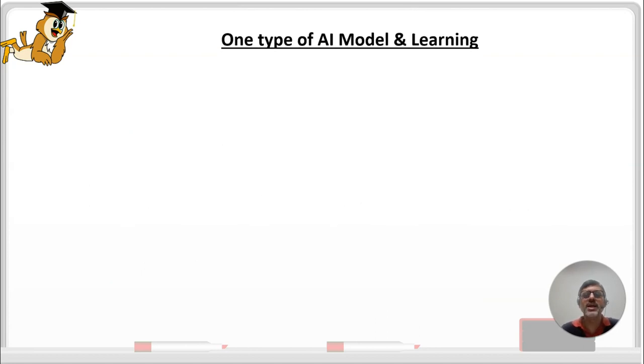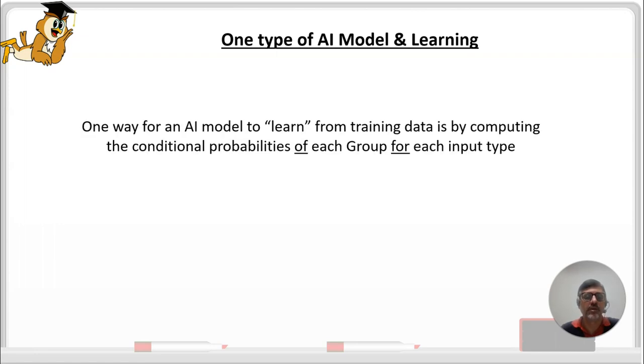Okay, so here is one type of AI model and learning. One way for an AI model to learn from training data is by computing the conditional probabilities of each group for each input type. I'll repeat this. One way for an AI model to learn from training data is by computing the conditional probabilities of each group for each input type. I have underlined these two words here. You will soon know why.